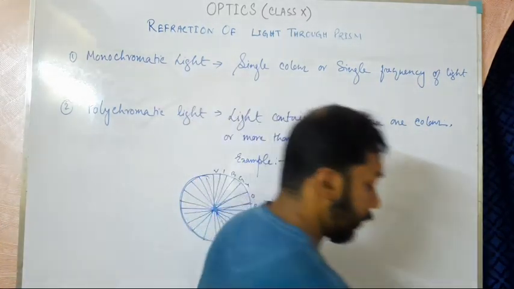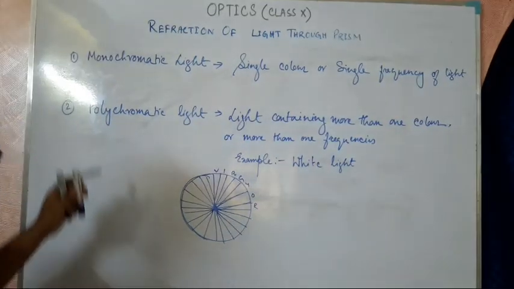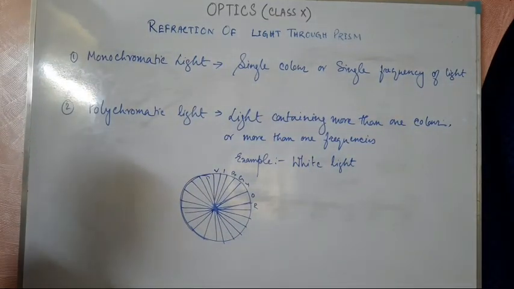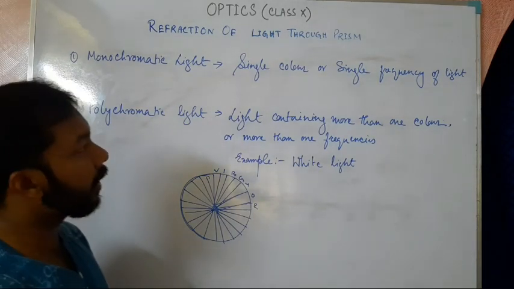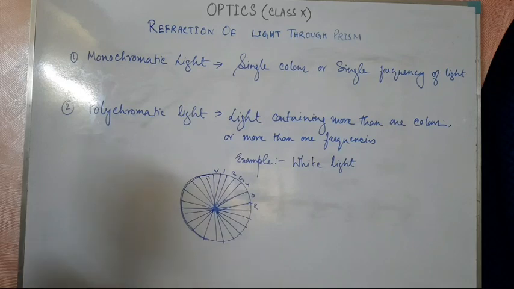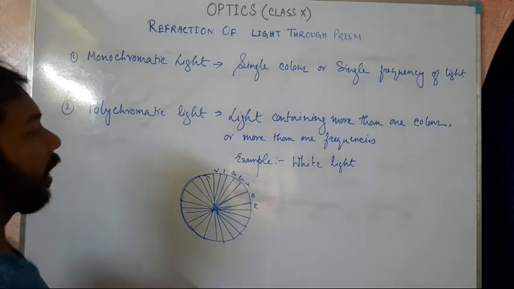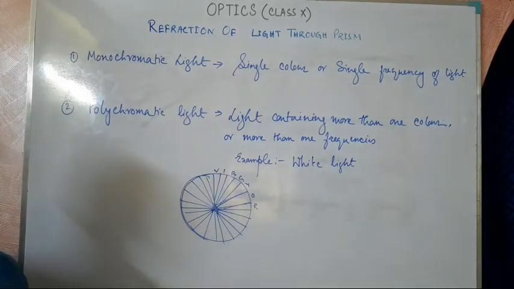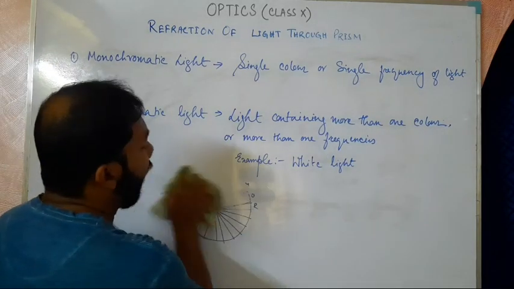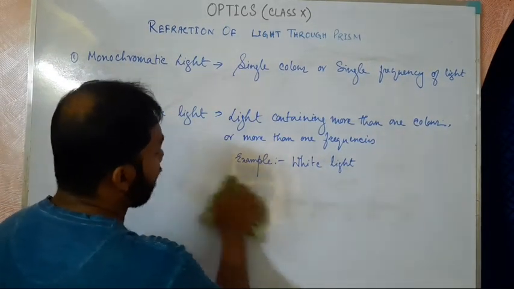Two things are different. So, we know there are 2 types of light: monochromatic light and polychromatic light. Monochromatic light means single color or single frequency, and polychromatic light means more than one color having more than one frequencies. So why do we define these 2 types of light over here in case of prism?